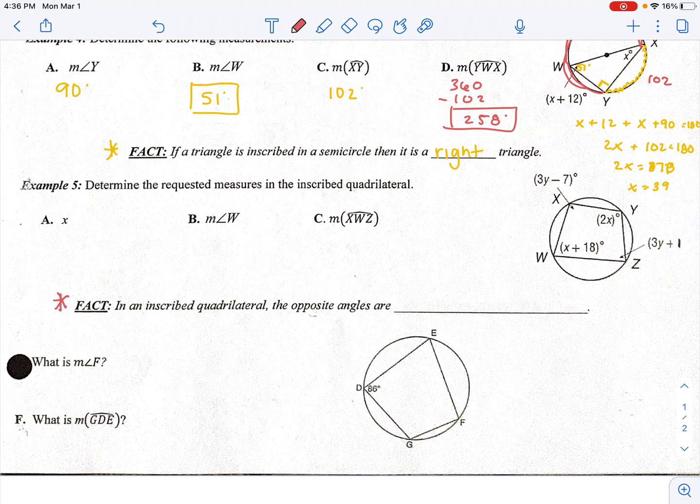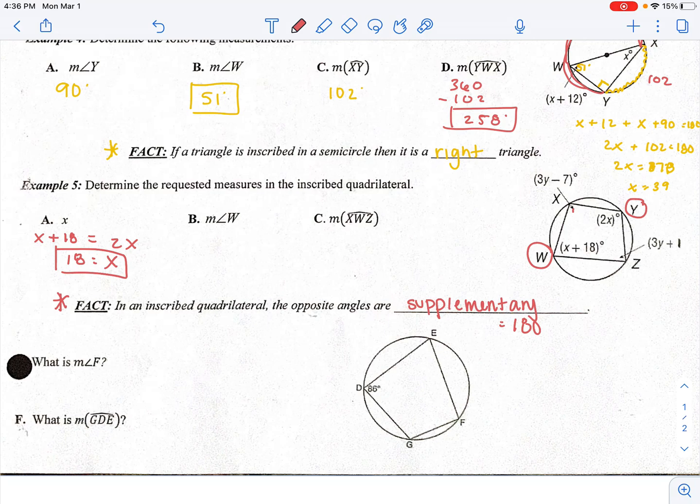Finally, the last thing here, another really important fact. In an inscribed quadrilateral, so when we have a circle and we have a four-sided shape, a quadrilateral inside of it, the opposite angles are supplementary. And remember, that just means they add up to 180. So they want us to find x here. X is in W and in Y. Since those are opposite angles in that inscribed quadrilateral, they're going to be equal. So I can do x plus 18 equals 2x. I'm going to subtract that x over and I get x equals 18.